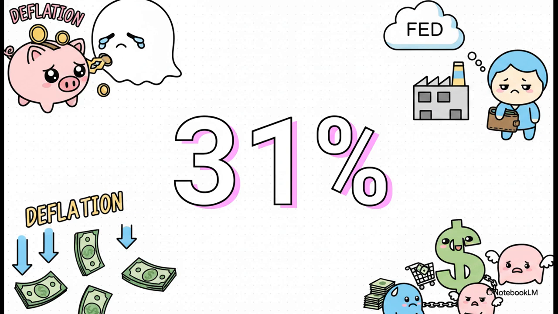Wages fell, incomes collapsed, and through it all, the Federal Reserve just kind of stood back and watched it happen without intervening. A deeply, deeply criticized mistake.